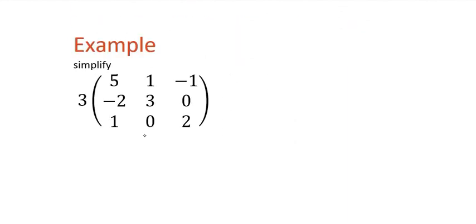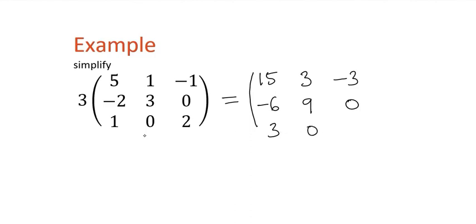Then let's look at an example of this. We are to simplify this. To do this, the 3 multiplies everything inside. 3 times 5, you have 15. 3 times 1, 3. 3 times minus 1, minus 3. 3 times minus 2, minus 6. 3 times 3, you have 9. 3 times 0, you have 0. 3 times 1, you have 3. 3 times 0, 0. 3 times 2, 6. This is an example of scalar multiplication of matrices.